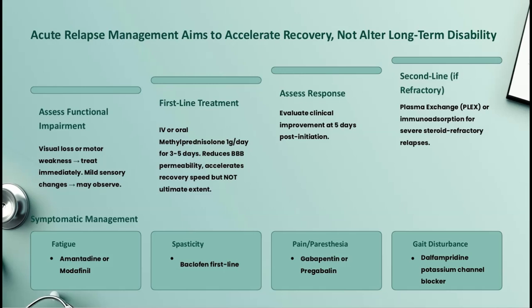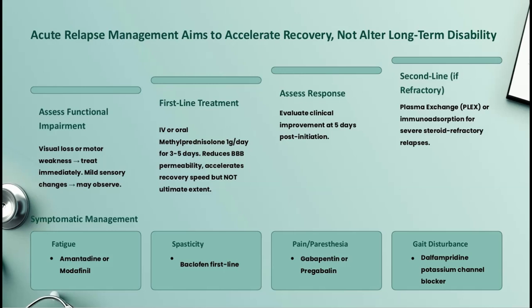Steroids reduce blood-brain barrier permeability and suppress inflammation, helping recovery occur faster. However, they do not change the ultimate degree of neurological recovery. If symptoms remain severe despite steroids, second-line rescue therapy includes plasma exchange or immunosuppression. Alongside relapse treatment, symptom control is crucial. Fatigue may be managed with amantadine or occasionally modafinil.